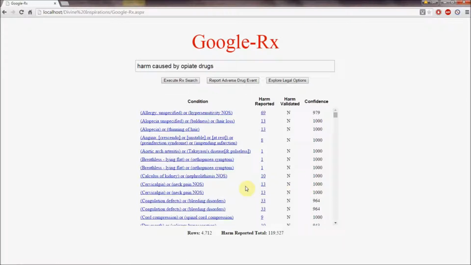Let me point out a few things. We see the number of rows returned over 4,700. That represents the various conditions that were found. We have a column labeled harm reported. This represents the number of harmful drug reports filed with the FDA. We have a column labeled harm validated with legal values of Y for yes and N for no. This represents whether the medical community is aware of the potential harm for the given drug specified.